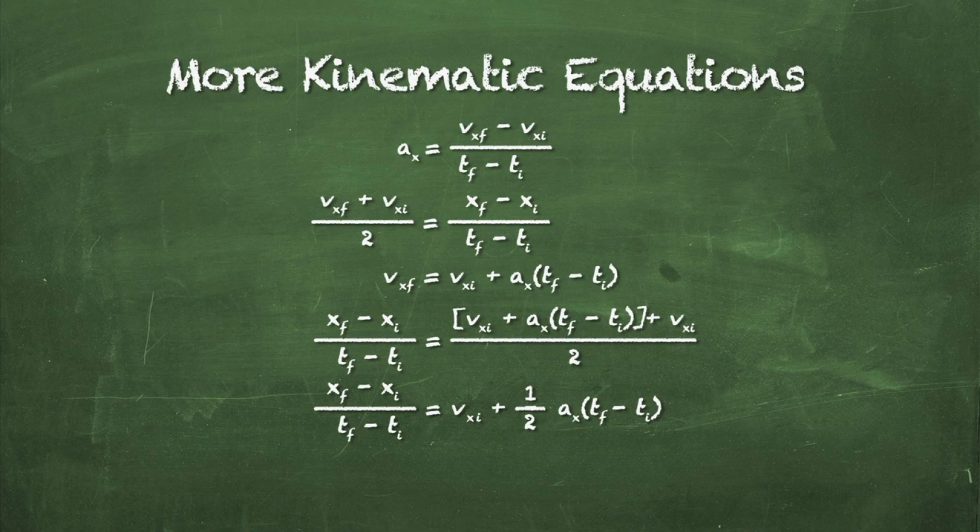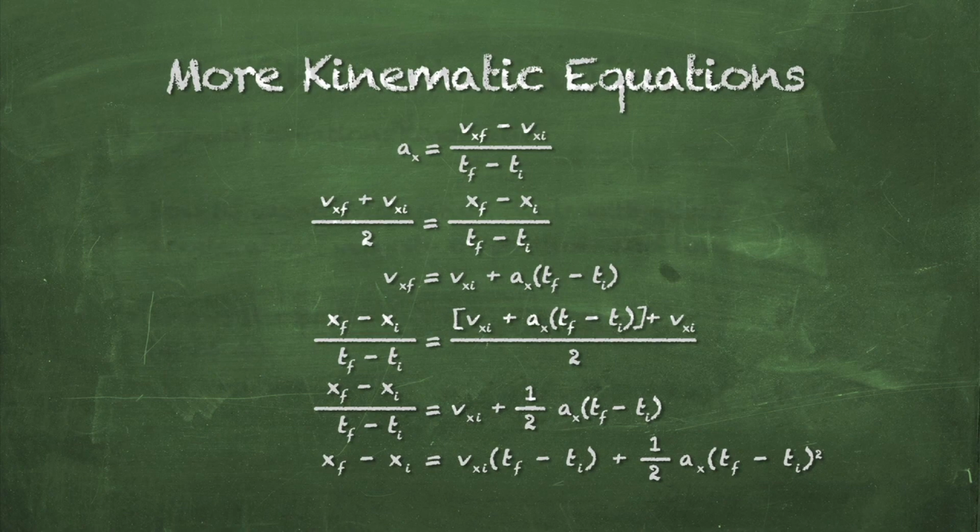Multiplying both sides by T final minus T initial gives us, finally, x final minus x initial equals Vx initial times T final minus T initial plus 1/2 Ax times T final minus T initial squared. And I do recommend that you work through the algebra on this to prove to yourself that it's all correct. That equation at the bottom is our fourth kinematic equation where we've eliminated Vx final.